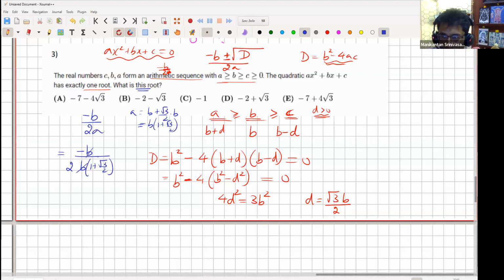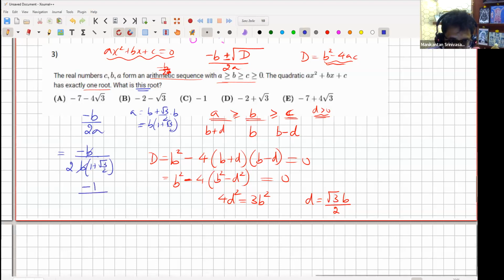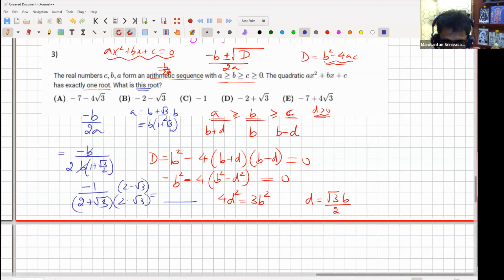So b and b get cancelled. Therefore, you don't need any numericals in this case, Vihan. And 2 and 2 can expand here as 2 plus root 3. Just to avoid the denominator, I'll multiply and divide by 2 minus root 3. So the denominator becomes 2 plus root 3 times 2 minus root 3, which is 4 minus 3, which is 1. And the numerator becomes root 3 minus 2. So which is this.